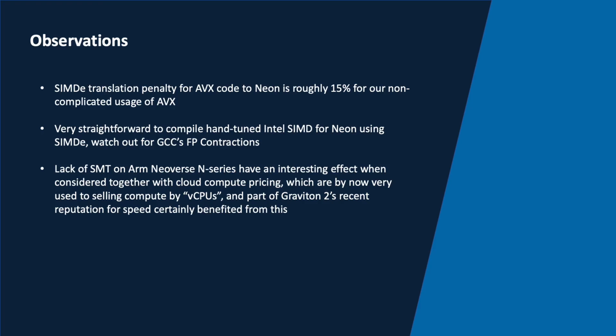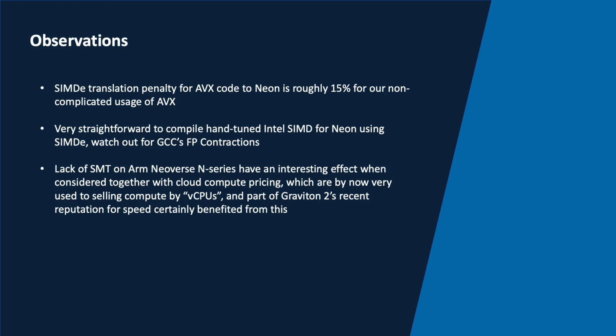Okay, so finally, just a summary of observations on this talk. So we see the SIMDe translation penalty for AVX code. Firstly, we found out it's roughly about 15%, and we can find that out because we have, again, both SSE and AVX code paths. So we can make this kind of comparison. So I think that's an interesting data point there.